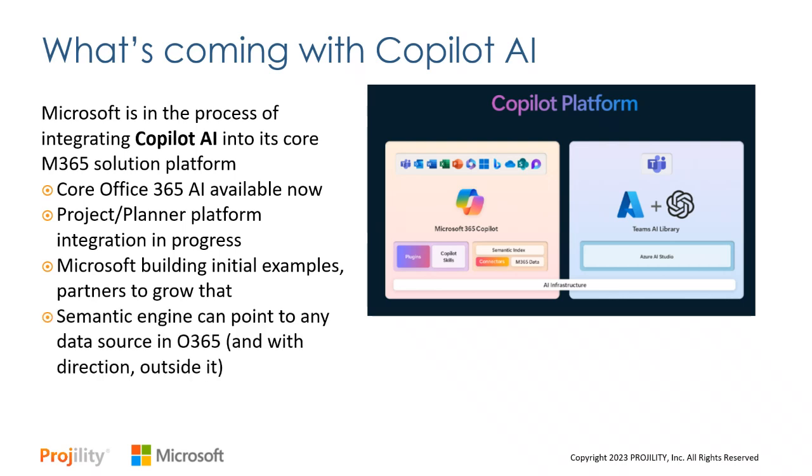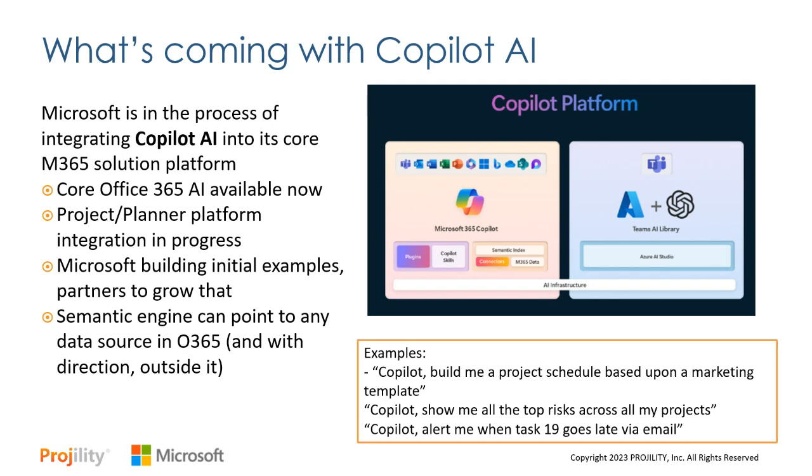So really think about Copilot and AI as the foundation going forward of ways you're going to be able to use your project management information in different ways, and thinking about scenarios like: build me a project schedule based on a template I have, or Copilot, show me top risks across my projects, or Copilot, alert me if a certain task goes late and send me an email, or send my team an email, or Copilot, generate a report for me that gives me this information on these projects.